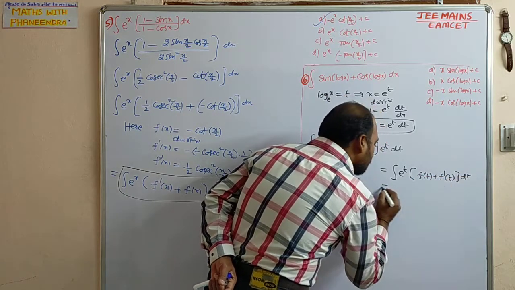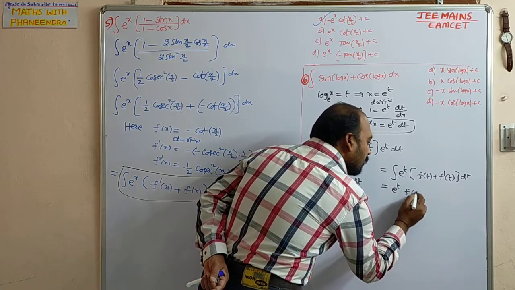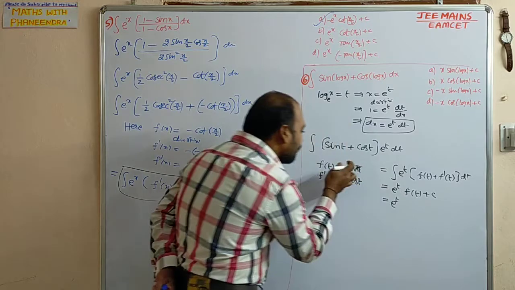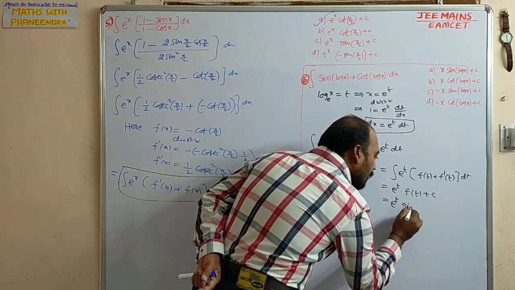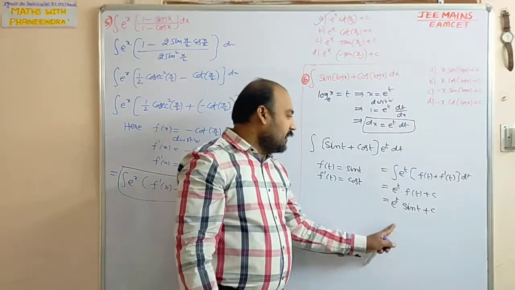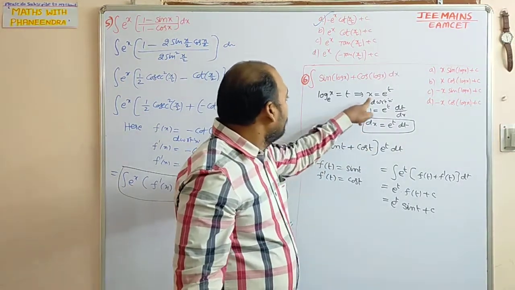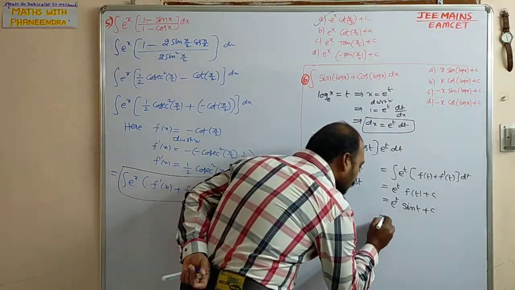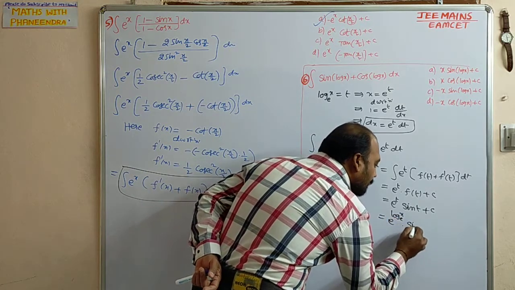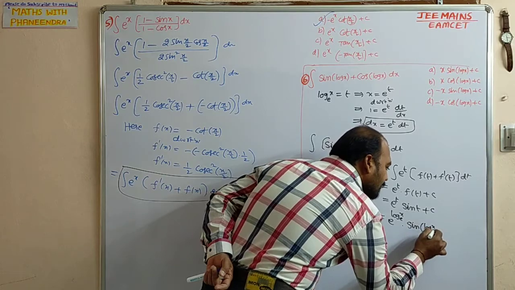So it will become e power t into f of t plus c, which is equal to e power t into, what is f of t here? Sin t plus c. Again, in place of t, you have to write log x to the base e. So e power log x to the base e into sin of log x to the base e plus c.